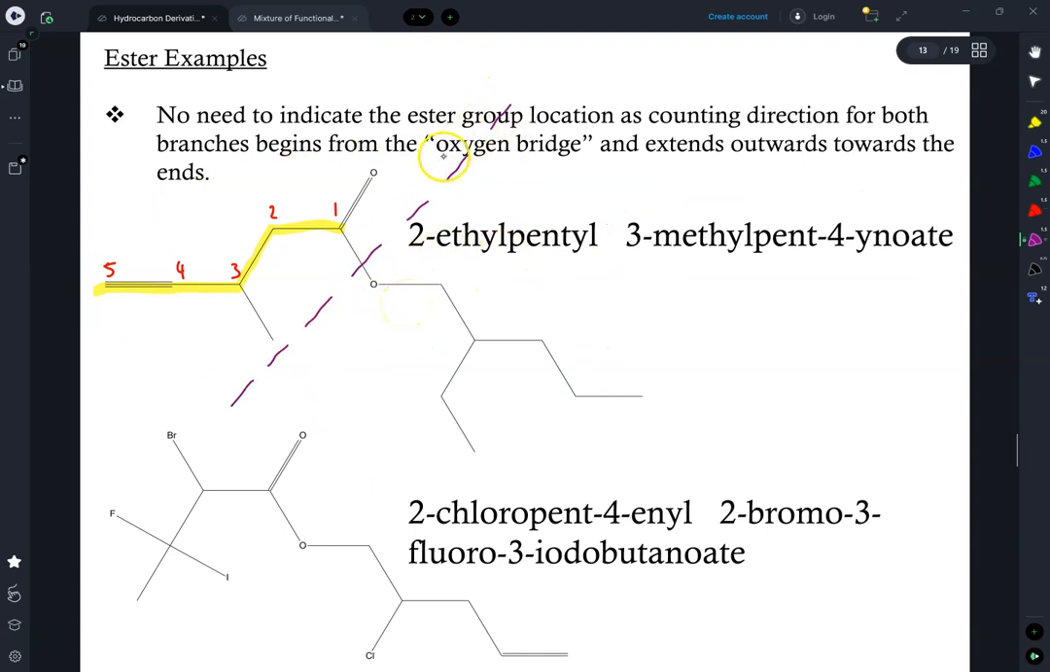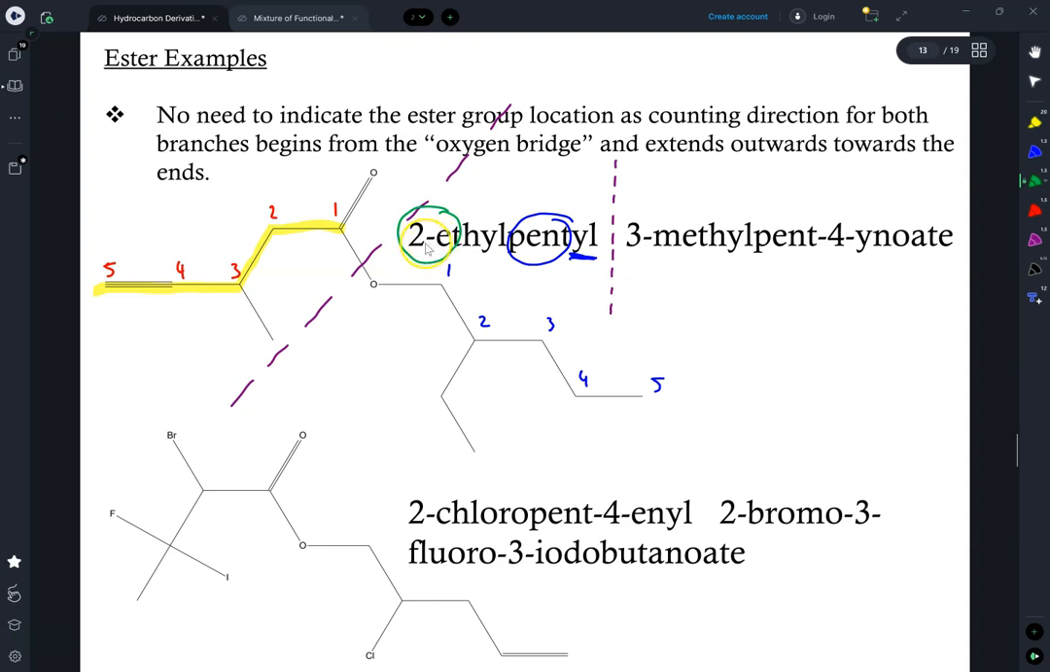And I'm just going to put a dotted line across the oxygen bridge to keep the branch separate from the parent chain. And this little divider is represented by the gap, the space between these two names. Now the longest possible chain on this side that is directly attached to the oxygen bridge is 1, 2, 3, 4, 5 carbons, which is why it's called pent. But because we know it's a branch, they put an "-yl" suffix at the end.